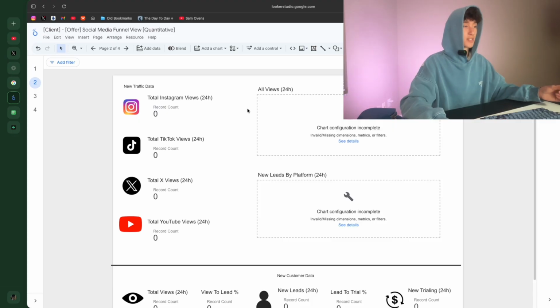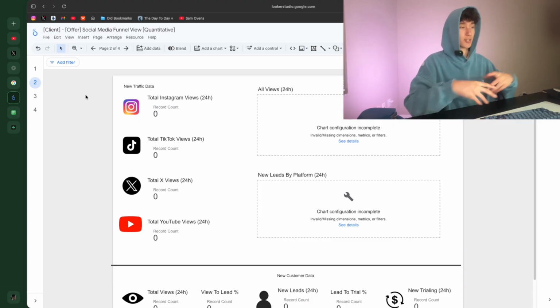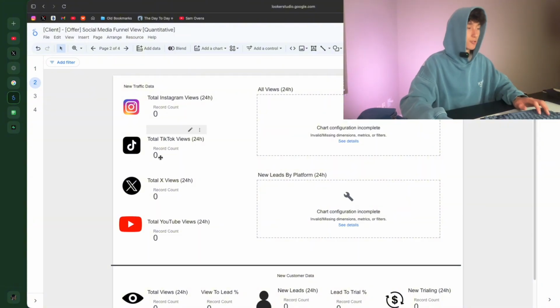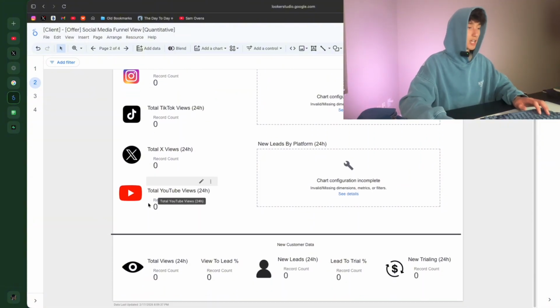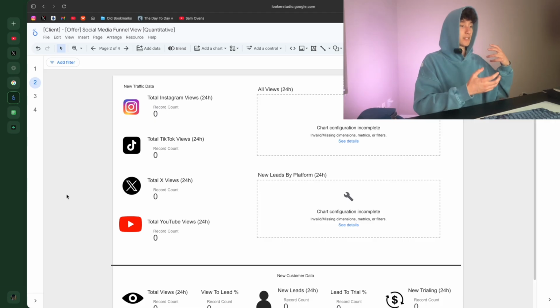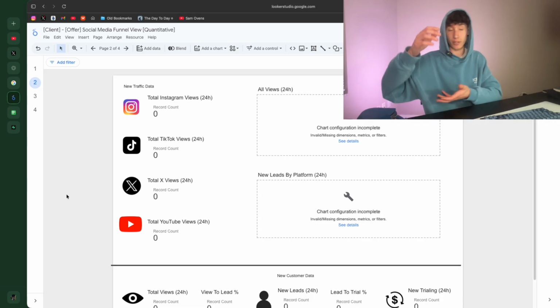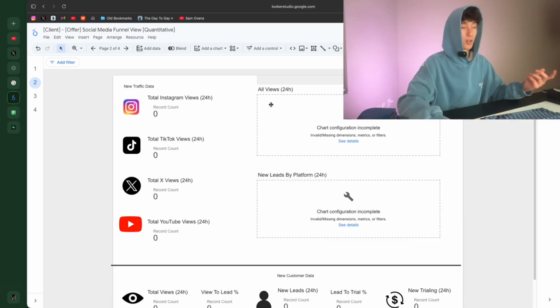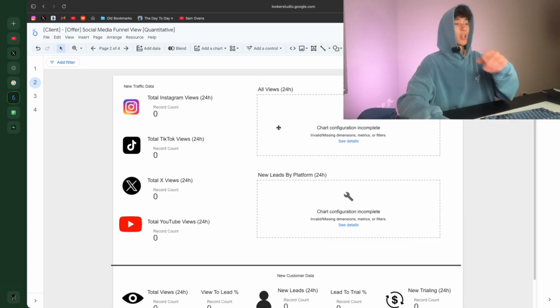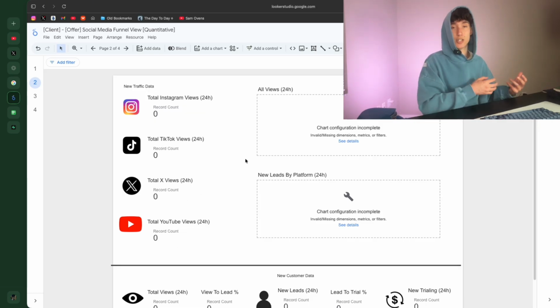Essentially, all this does is give you an overview of how everything's going on a day-to-day basis. So you have your total Instagram views, TikTok views, X views, YouTube views. So you see all of your platforms and how they're performing and what's pulling the most traction and the most attention that you can guide down your funnel. Right here, we have a chart that would typically show different lines showing what is doing the best out of these. So it makes it easier to comprehend and understand the data.